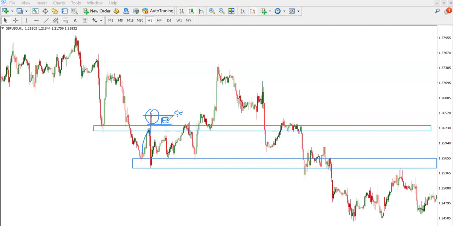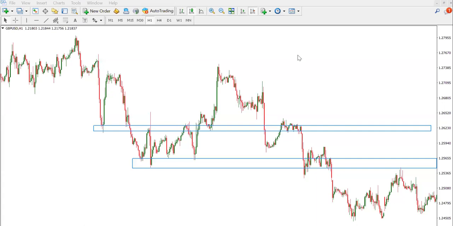If you were buying here, your stop loss would have been actually below, sorry. And then price comes back inside the zone. So that's a false breakout. That's an example of a false breakout where price seems to have broken this level of support and resistance. However, it turns and it goes back into the zone. That's it for me.